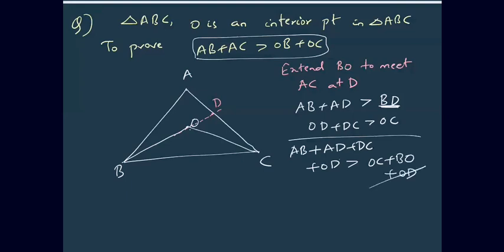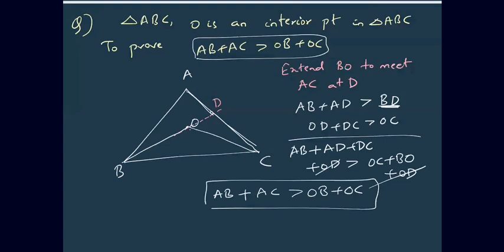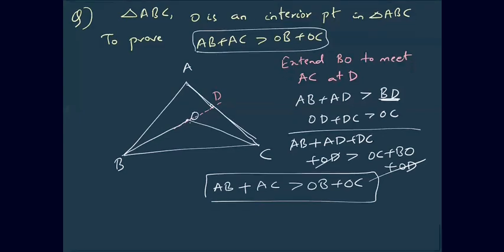So OD gets cancelled on both sides. So I'll get finally AB plus AD plus DC, which is equal to AC. So AB plus AC is greater than OB plus OC. So this is what we have got. So I hope this is clear. So let us just move on to the next question.